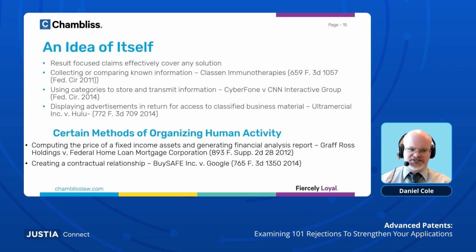Other examples include collecting or comparing known information, using categories to store and transmit information, and displaying advertisements in return for access to copyrighted media. So that was a very interesting case to read. These kinds of things are what I would call abstract. These are great ideas, but not very drilled down, so do look for that. That still qualifies as an abstract idea, but these other things also qualify as abstract ideas.